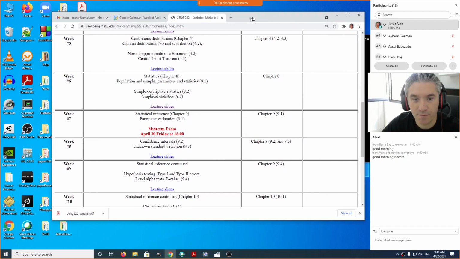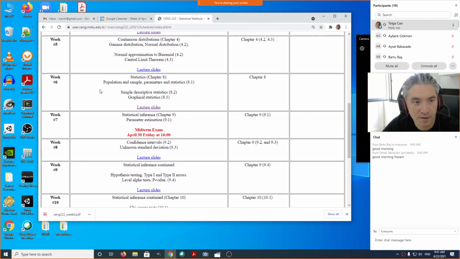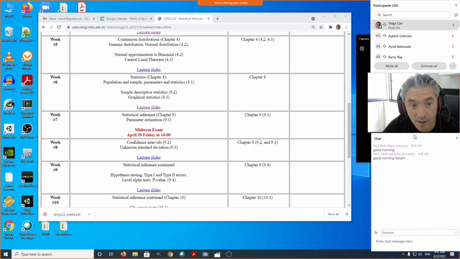All right, so we are currently at week 6, and we are going to start chapter 8, which is about data, collecting data from a population, which we call samples, and parameters about these samples. Estimation of population parameters is basically the area of statistics.